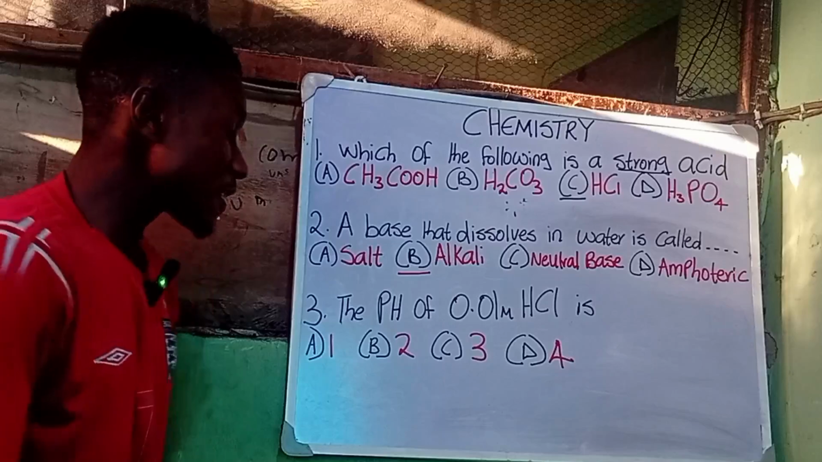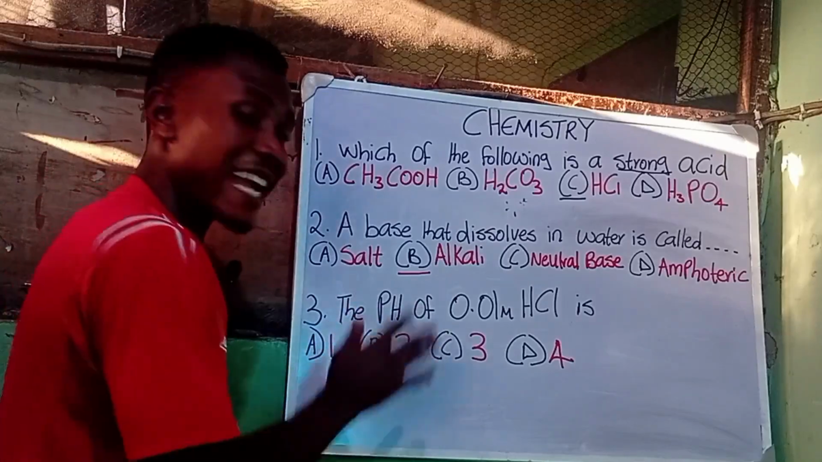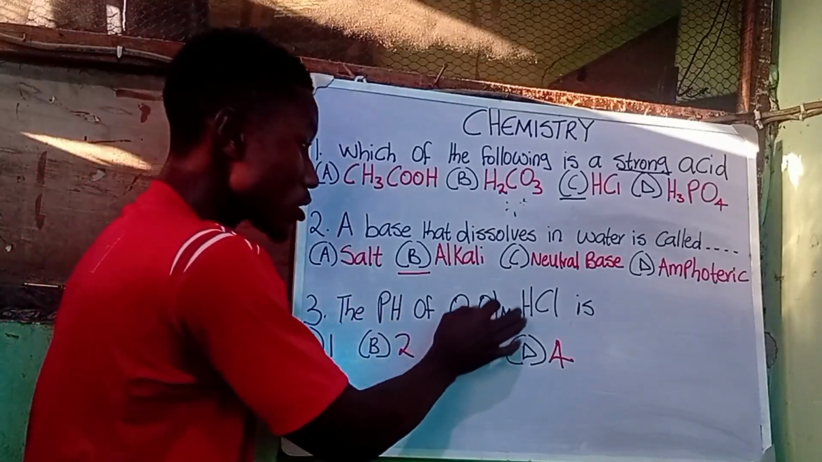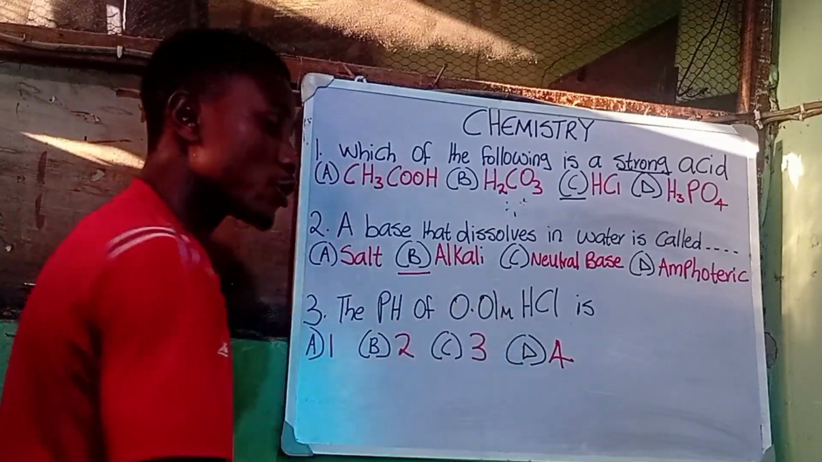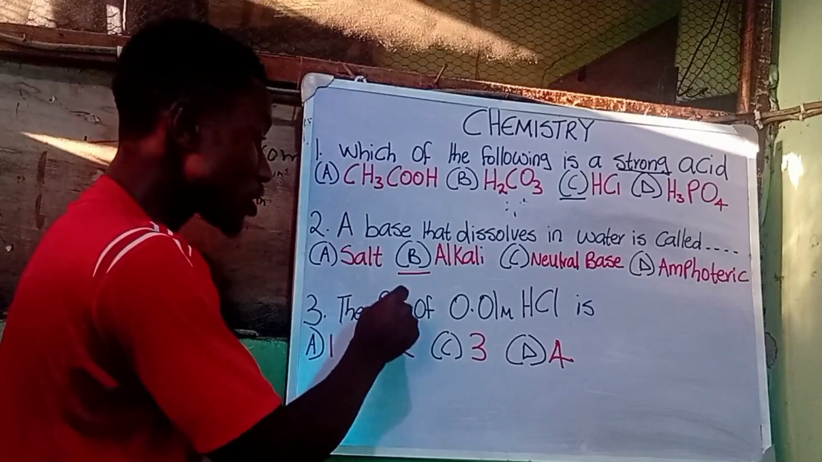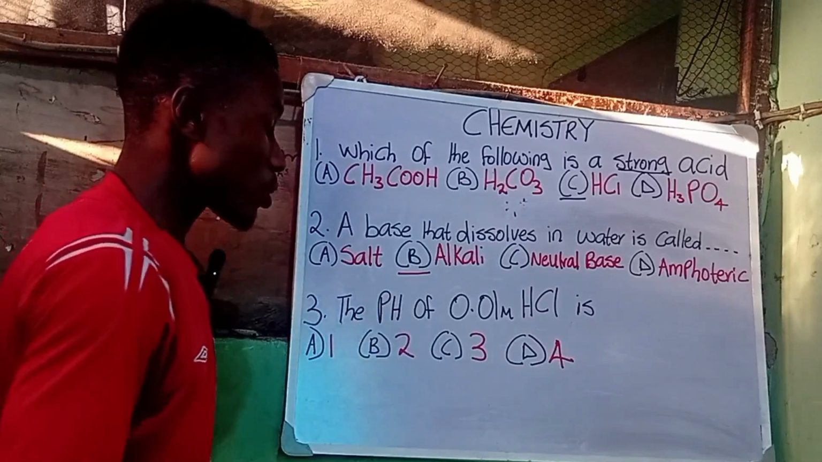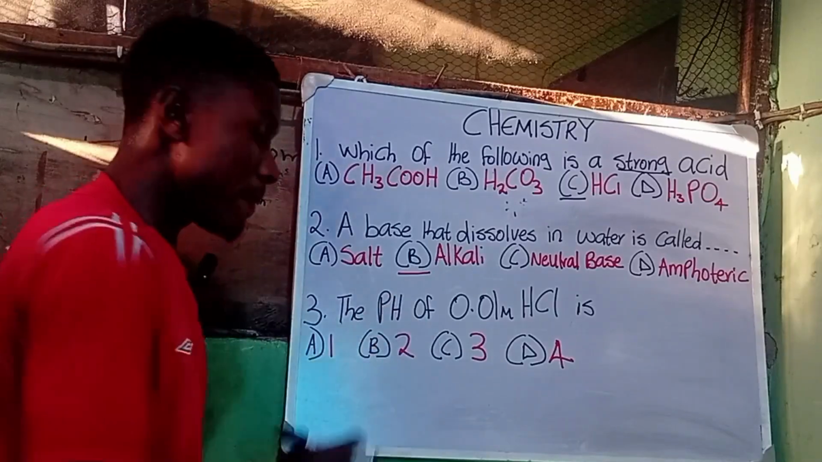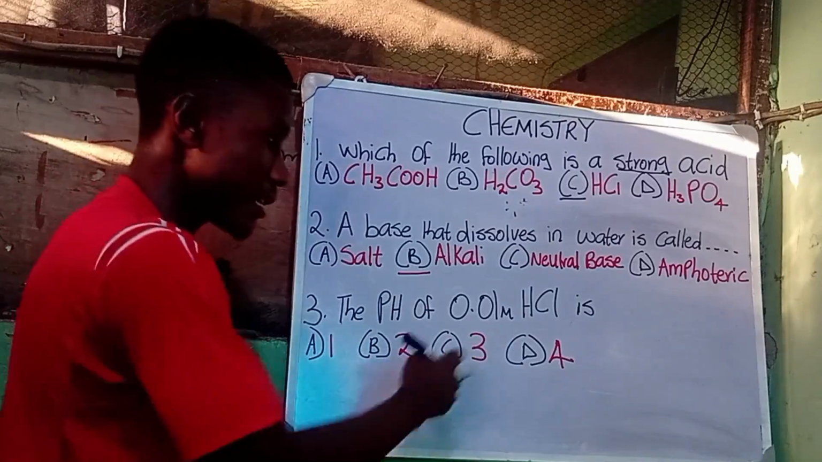Question number 3 says the pH, that is the hydrogen concentration, of 0.01 mole of hydrochloric acid is A, 1, B, 2, C, 3, and D, 4.